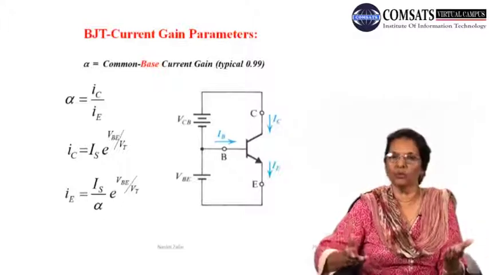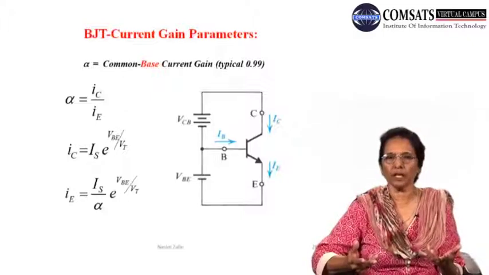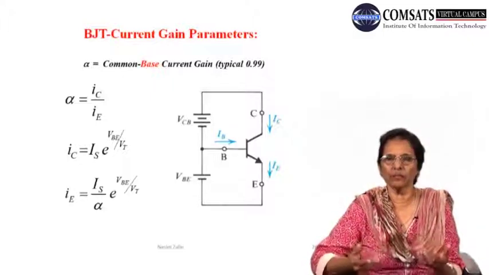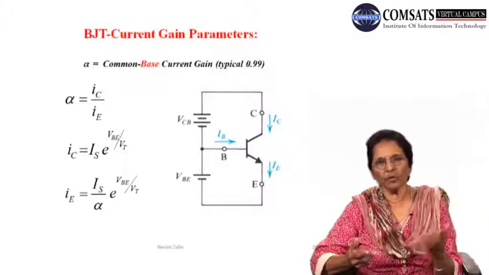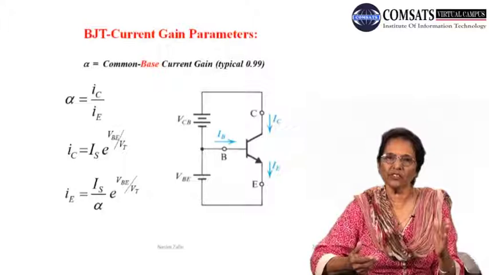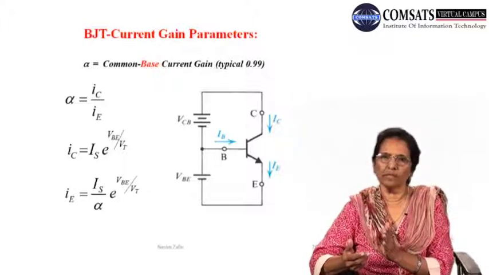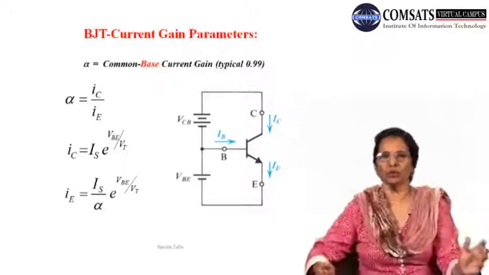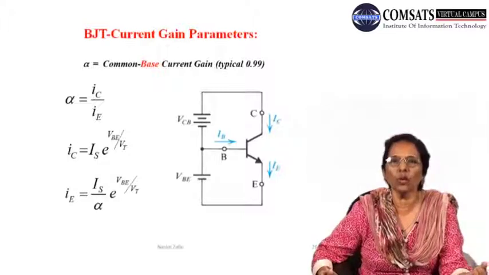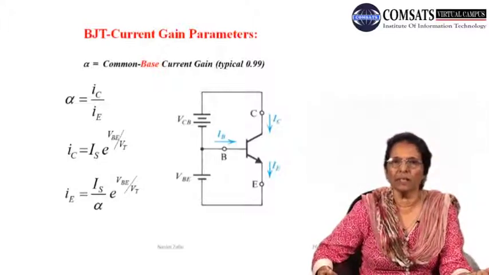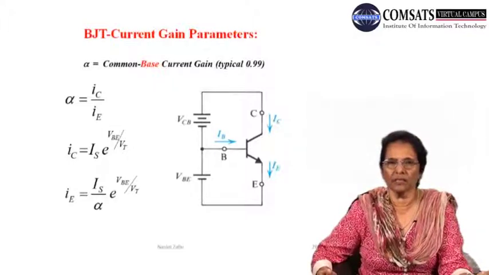Why? Because as we mentioned throughout this lecture, IE is the highest current, that the magnitude of the current IE is the highest. Why? Because of the total number of carriers starting from emitter, some of them recombine in the base, and the remaining pass through and get collected at the collector terminal. So obviously, logically, qualitatively, we can say that emitter current has to be slightly greater than the collector current.